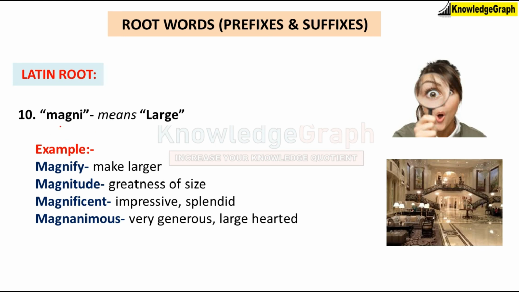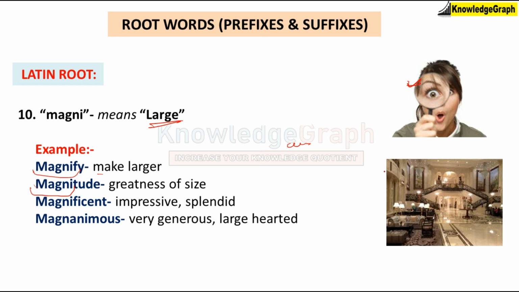Next you have magni. Magni means large. So magnify means to make something larger. This lady is holding a magnifying glass. If you see something through a magnifying glass, it appears larger. So it magnifies the object. Again you have magnitude. Magnitude is greatness of size, like the magnitude of current or the magnitude of voltage. So it describes the greatness of it.